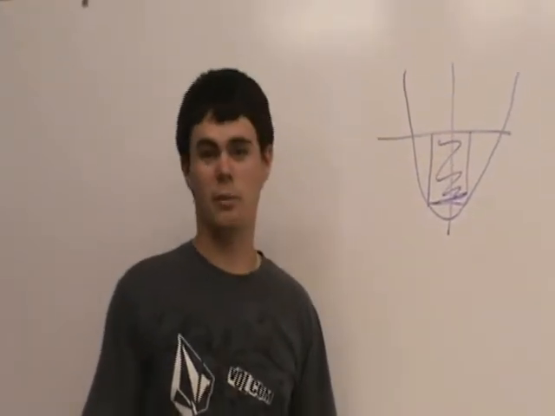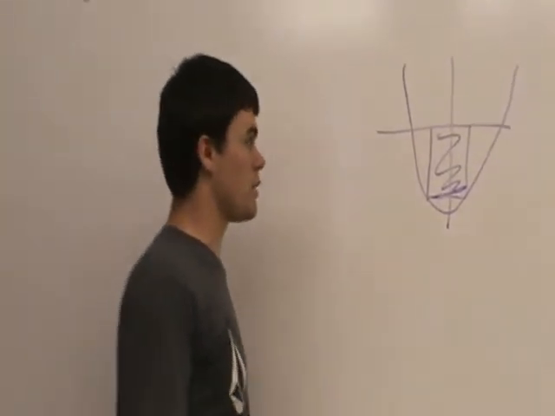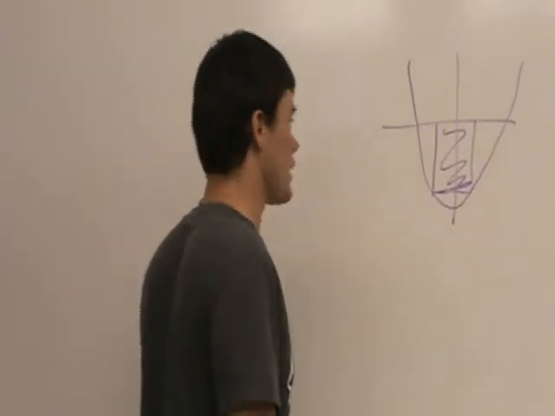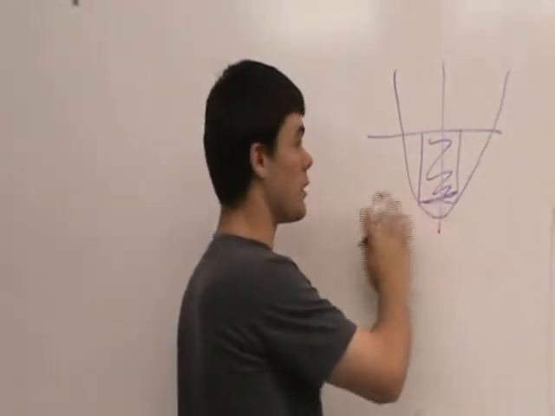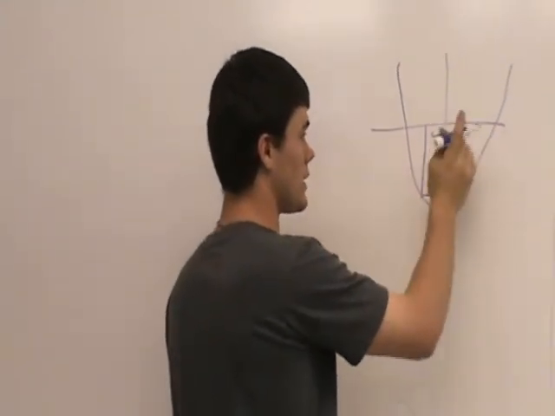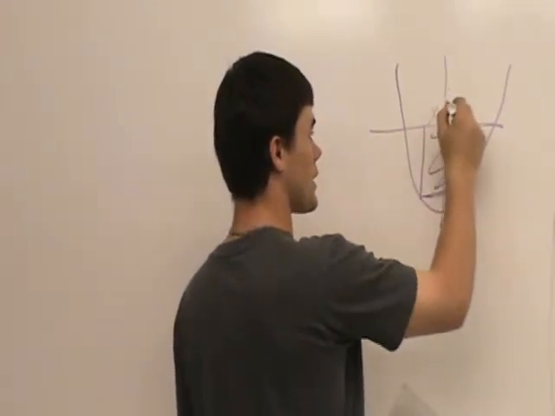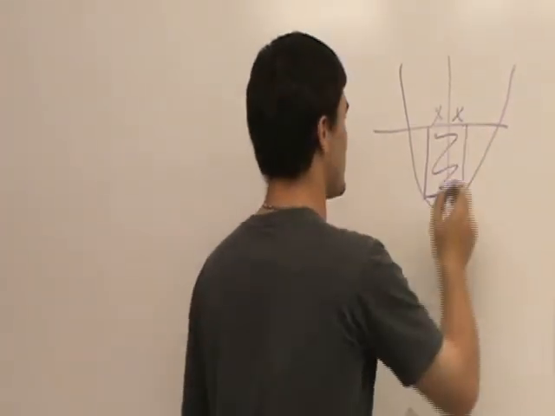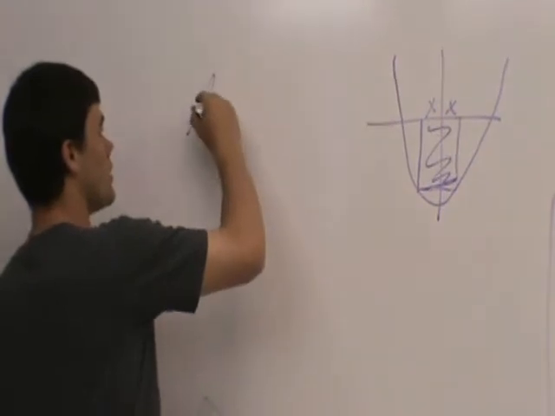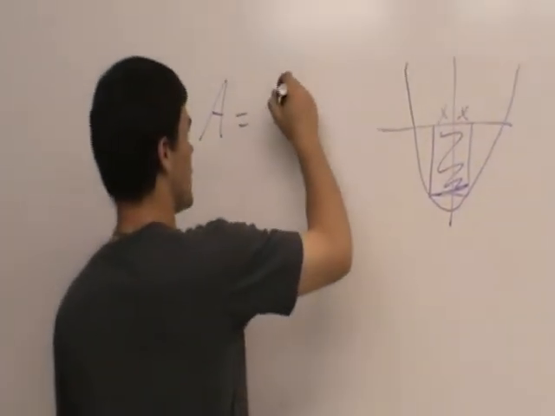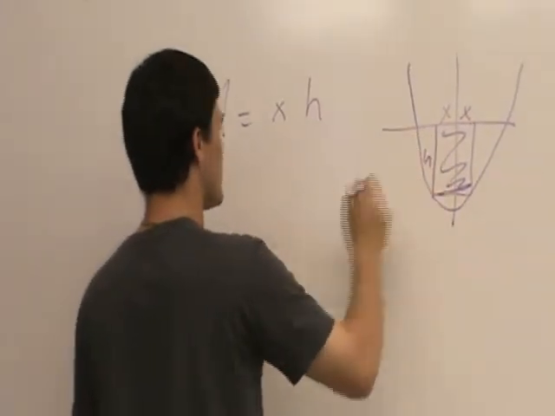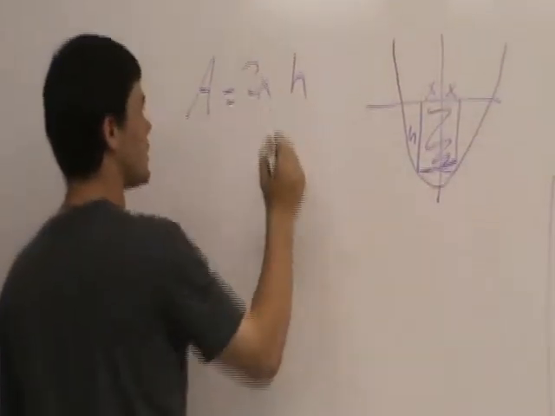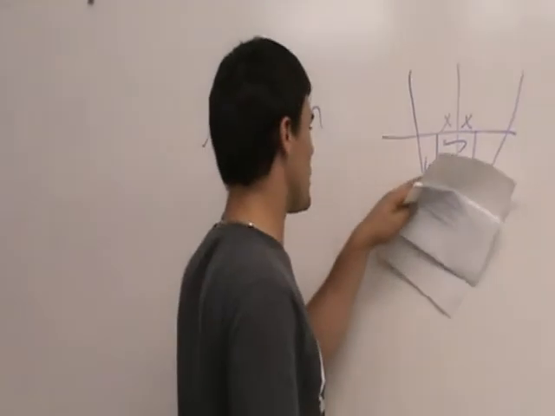So we know we're trying to find a max, and we need to find the area. We're finding the area of a rectangle, and since the parabola is not shifted either way on the y or the x-axis, this right here is going to be x, and this right here is going to be x. So the area equals 2x times h, the height.